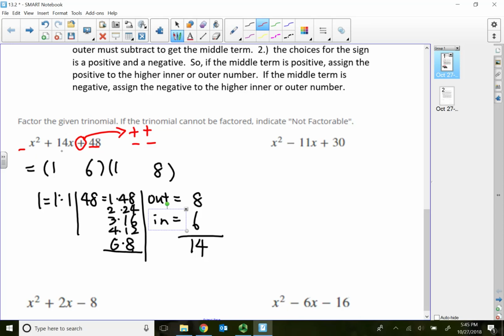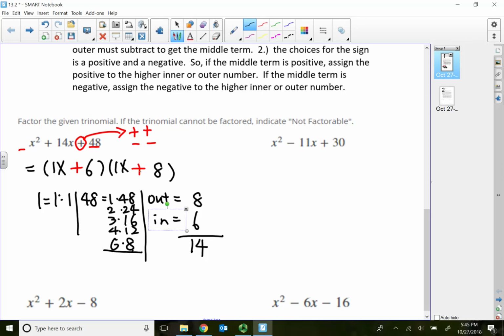Okay, so it depends on my middle term. Since my middle term is a positive 14, that means both of these parentheses have to be positive. Okay, write my x back in as the factor of the first term. Then my answer is x plus 6 times x plus 8. That's how we factor the trinomial.